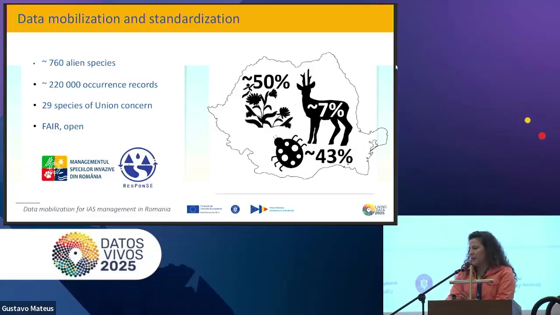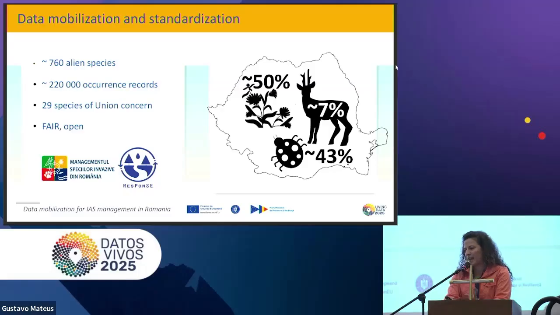So we tried to make the data more FAIR and more open, more accessible. I listed just two of the national projects that we have had running. One of them has ended, the management of invasive species in Romania. That's in Romanian, maybe the Spanish-speaking people can read it. That ended a couple of years ago, but we had the support of the Ministry of Environment in Romania, which was awesome, and European Union funding. So we tried to do this cleaning up of the database.